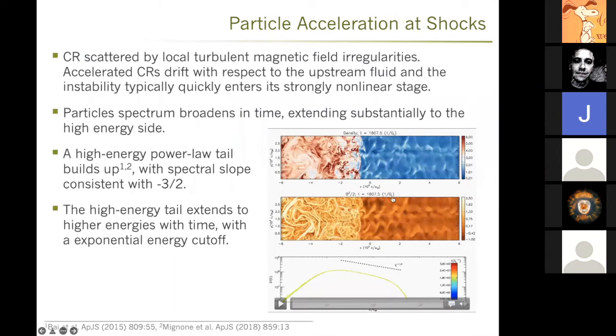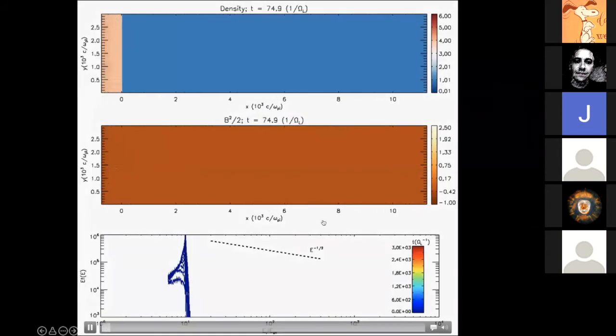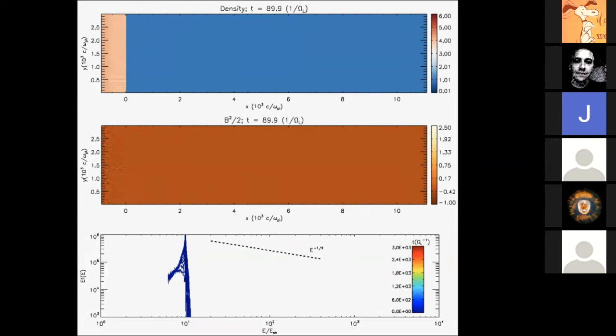Now, we have done a simulation. Okay, so let me explain before we look at the movie. I want to explain what we are looking at. The top panel is density, the middle panel is magnetic field energy, and the last panel represents the energy spectrum of the particles. You will not see the particles in the top movies just because there would be too many to be plotted, and you will only see the fluid.